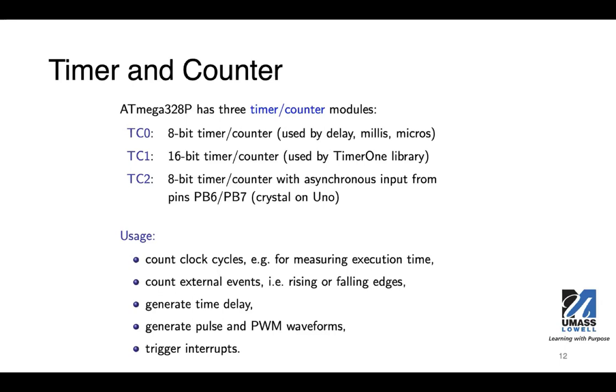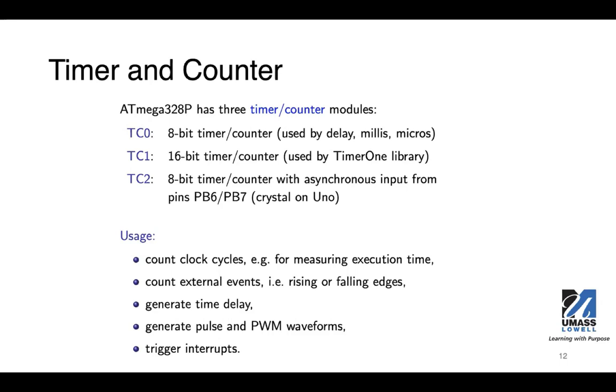You will find timers and counters in almost all the microcontrollers that you will use. And they are useful, of course, for time-related functions, for counters, and in some cases for generating timer interrupts or PWM waveforms. And in this case, the ATmega328P has three timer and counter modules, T0, T1, T2, or TC0, TC1, TC2. Those are hardware counter modules, and they have slightly different functions, as you can see here. You can use them in different ways.